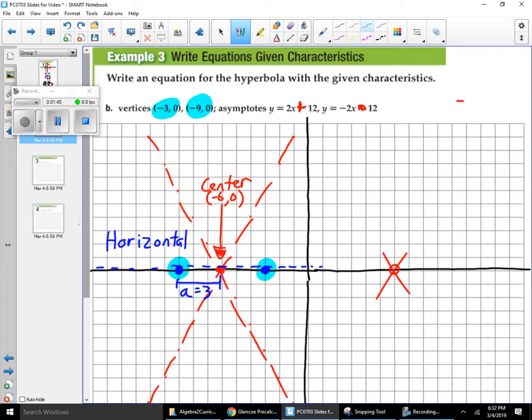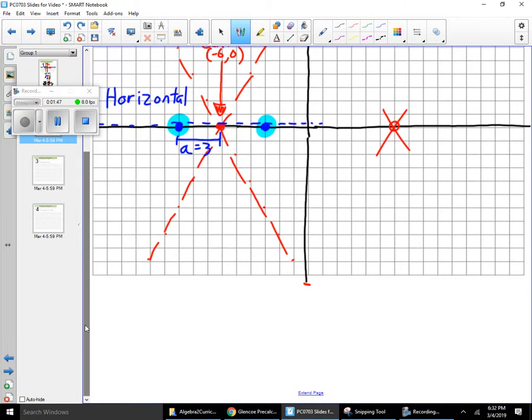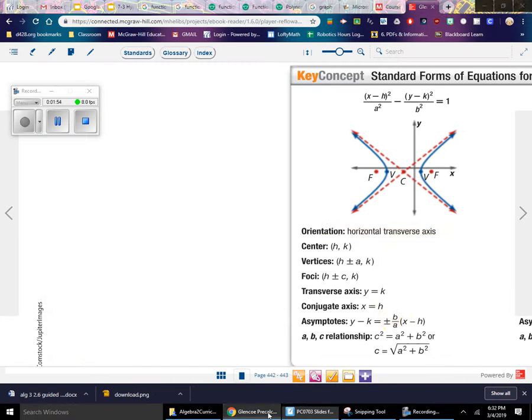In order to get that standard form equation, for sure I need a and b. Not having c isn't the end of the world. So it comes down to that idea of slope. And for a horizontal, in other words, left and right opening hyperbola, that slope is plus and minus b over a. So keeping in mind that there is a flip there that happens, you get the reciprocal for a vertical asymptote. This is absolutely one of those things worthy of some space on your note card.